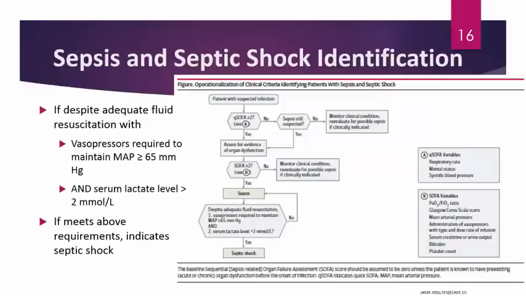Now, going one step further, once you've already met adequate fluid resuscitation and you need an agent such as a vasopressor required to maintain an adequate mean arterial pressure of at least 65, and you have a serum lactate level of at least 2 millimoles per liter, that is very important. You have to have both of these. If you meet both of these, then you get a diagnosis of septic shock.